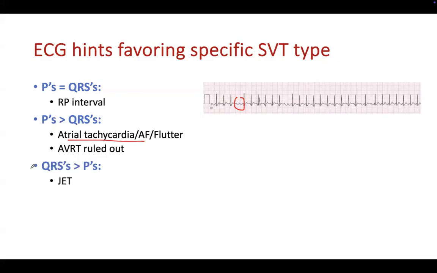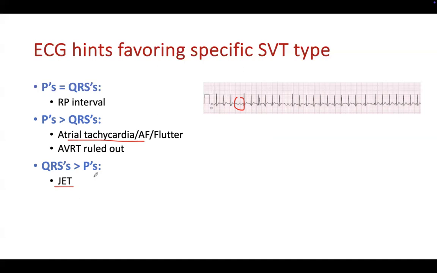If you have more QRSs than Ps, but the QRSs are narrow complex, then this is JET, junctional tachycardia. Make sense, guys? This is what we see in post-op patients. You get a narrow complex tachycardia, but more QRSs than Ps.